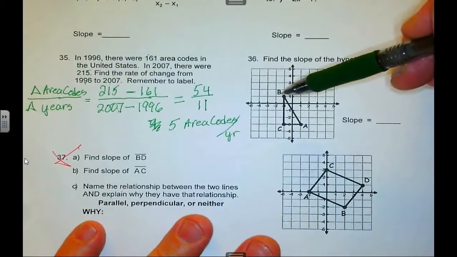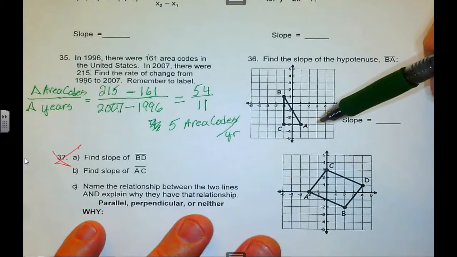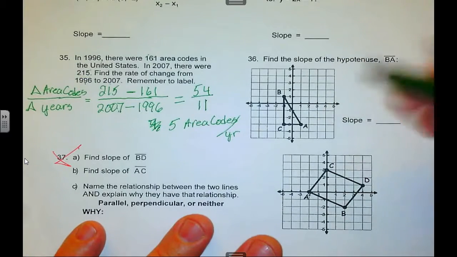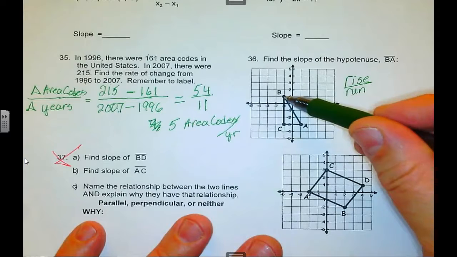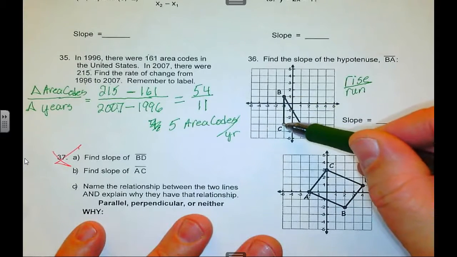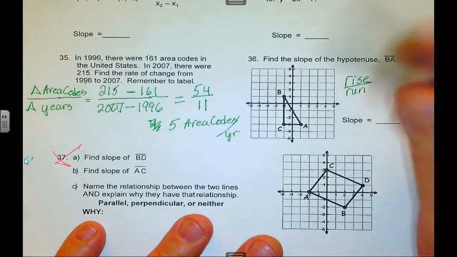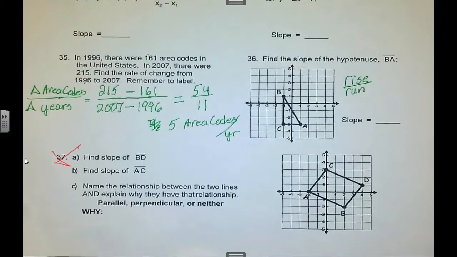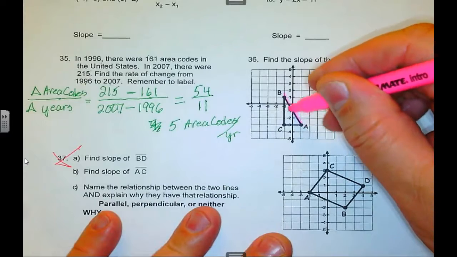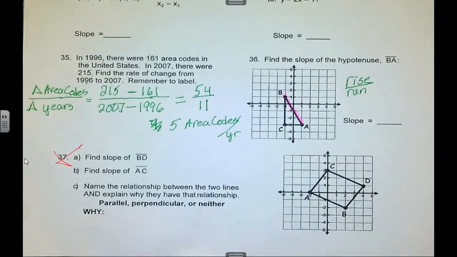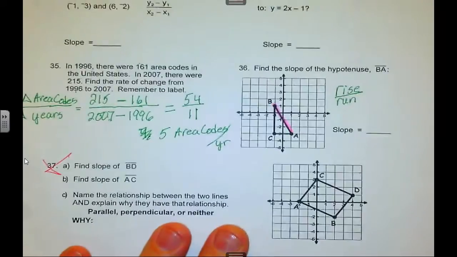You guys know how to do from point to point, find slopes? Count up or down, rise over run. Down. They're asking for BA. Yep, they're asking for the slope of this line. That's correct. Don't worry about 37. Scratch it.